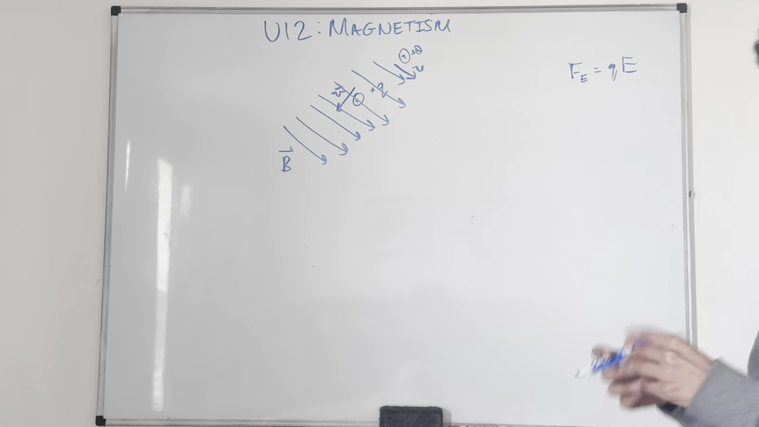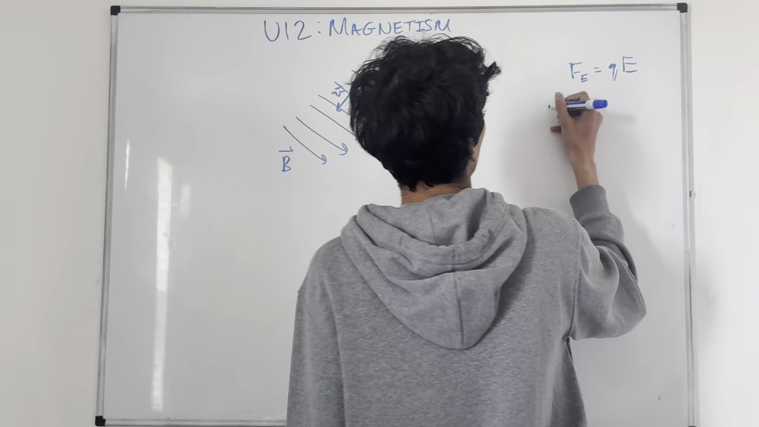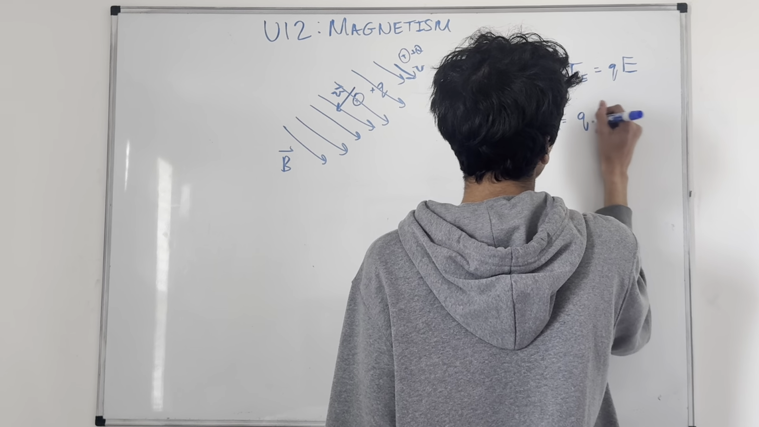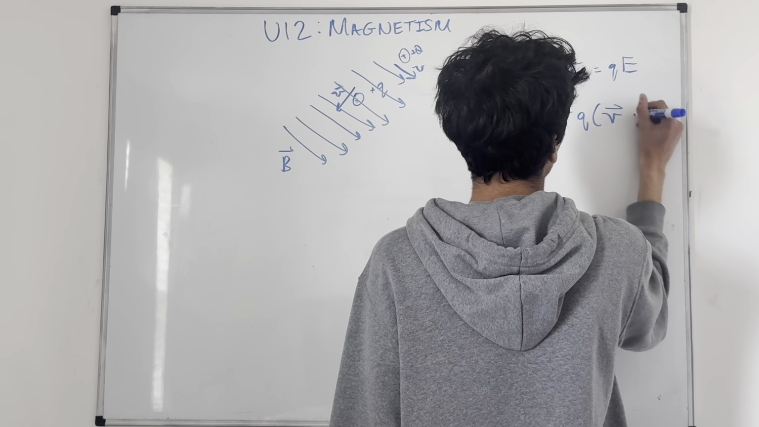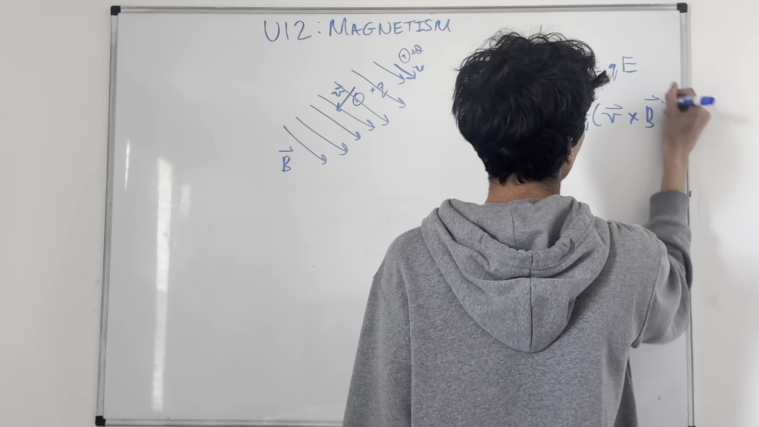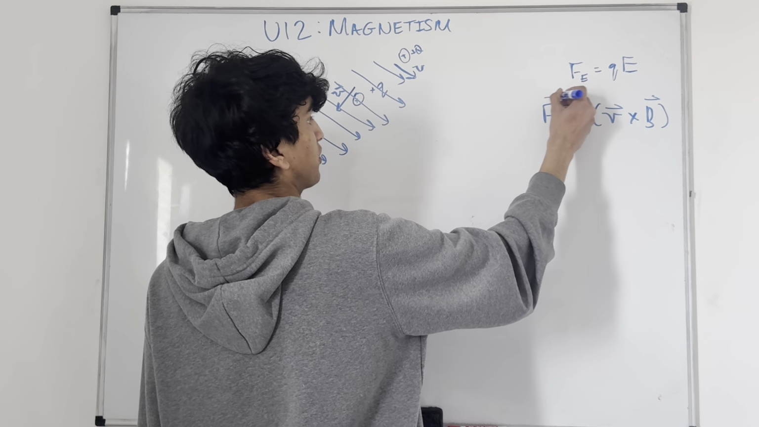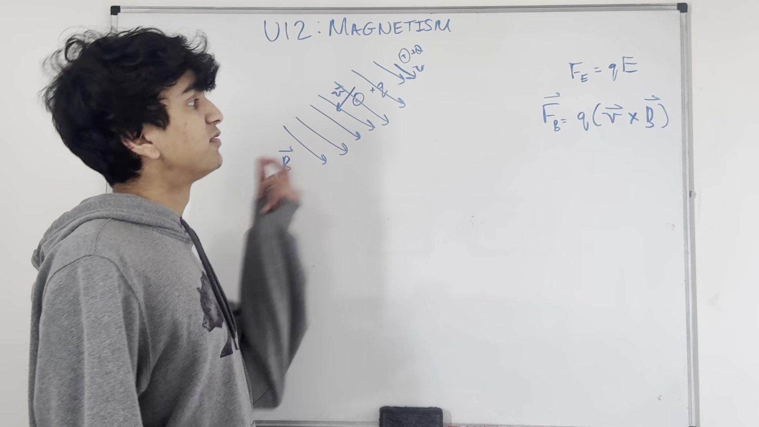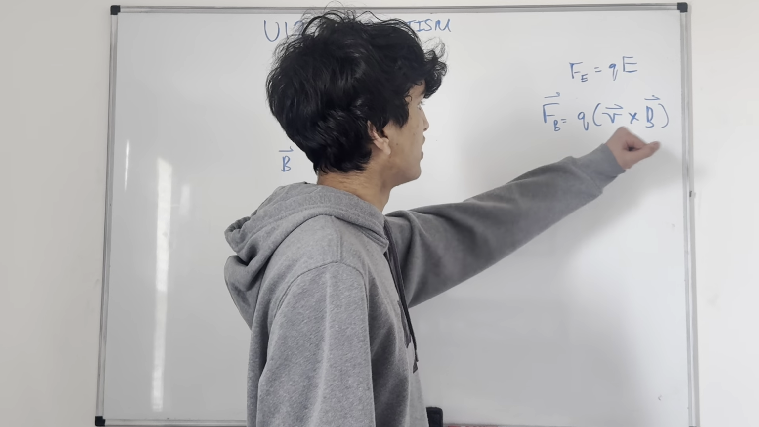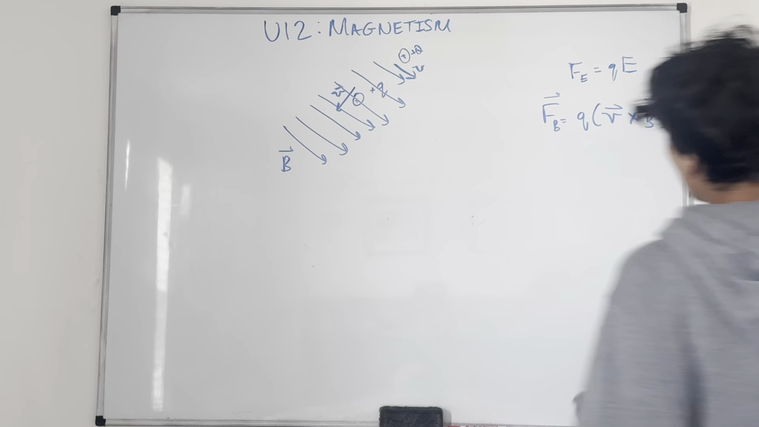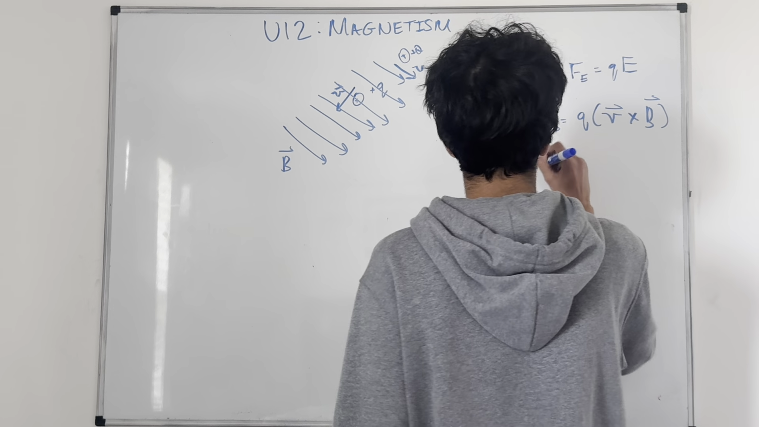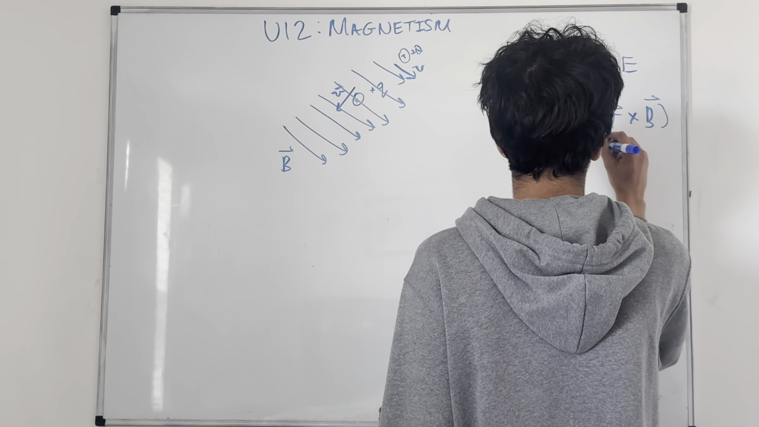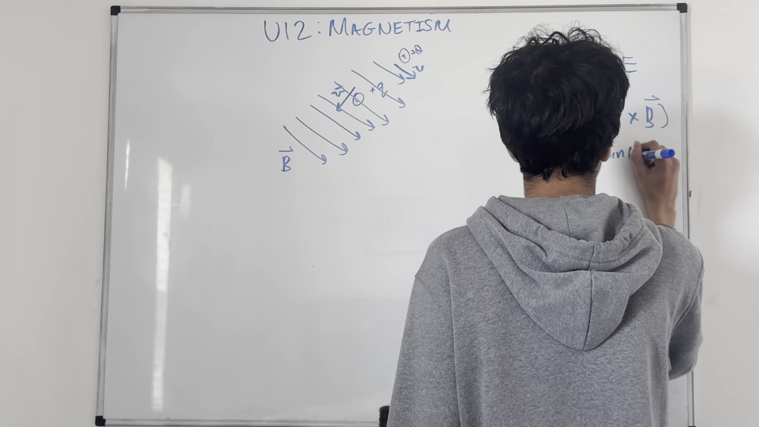So the equation for the magnetic force is Q times V cross B. A cross product, like torque, right? So force is a vector, and it's going to be Q times the cross of the velocity vector and the magnetic field vector. So the magnitude of magnetic force, if you think about the magnitude of a cross product, is just going to be Q, V, B sine theta, the angle in between them.